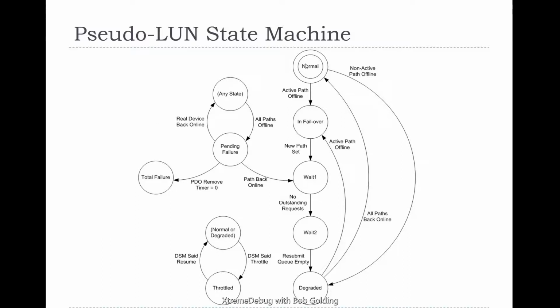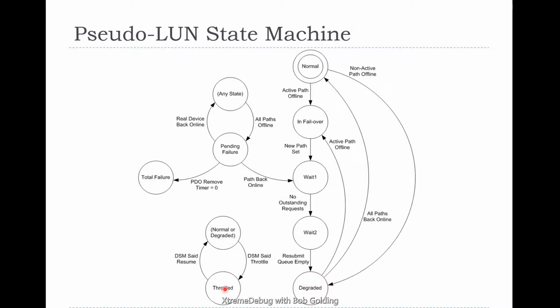Basically, we start with normal, and we go from in failover into wait 1 and wait 2 where requests are reissued, and then we could go into degraded because one path has failed. If the path comes back online, we go back into normal again. And we could be in any state. We could go into pending failure, into total failure, depending on the state of the paths, or if you go to pending, you can come back online through the wait states and back into degraded, depending on the state of the paths.